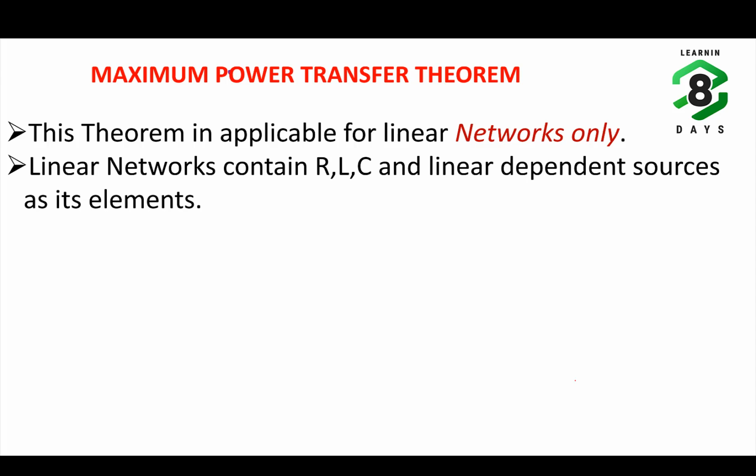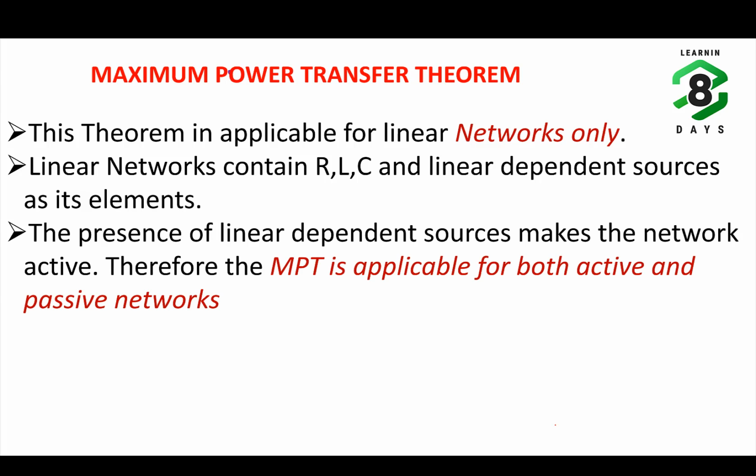And what are the linear networks? The networks containing resistor, inductor, capacitor, and linear dependent sources as its elements are all linear networks. They should only contain these four types of elements. The presence of dependent sources makes the network active, so therefore maximum power transfer theorem is applicable for both active and passive networks. So the network should be linear and it can be active or passive. In those circumstances, the maximum power transfer theorem is applicable.